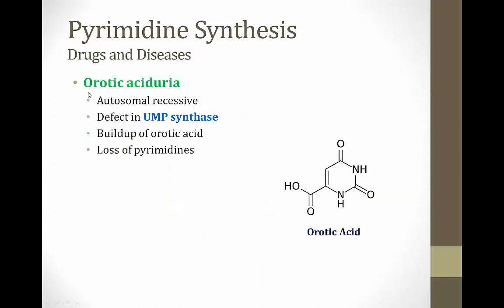There is a rare condition that ties in with the initial portion of the pyrimidine synthesis pathways, and that condition is orotic aciduria. This is an autosomal recessive disease where children are born with a defect in the UMP synthase enzyme. As a result, they have buildup of orotic acid and loss of pyrimidines.